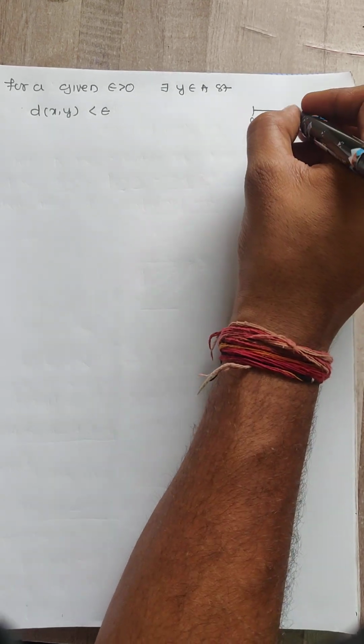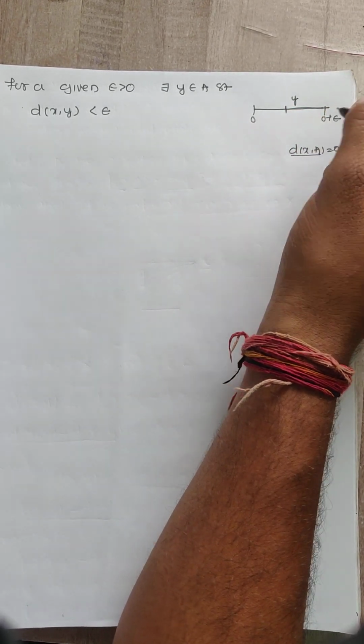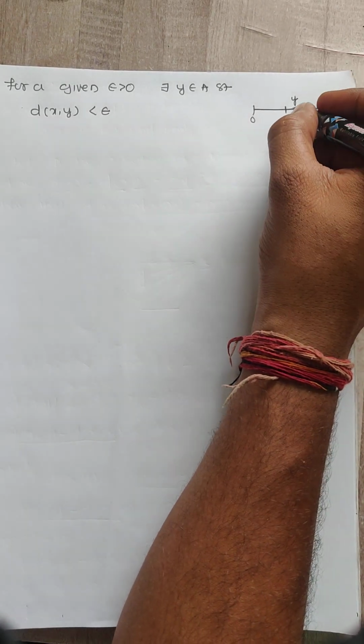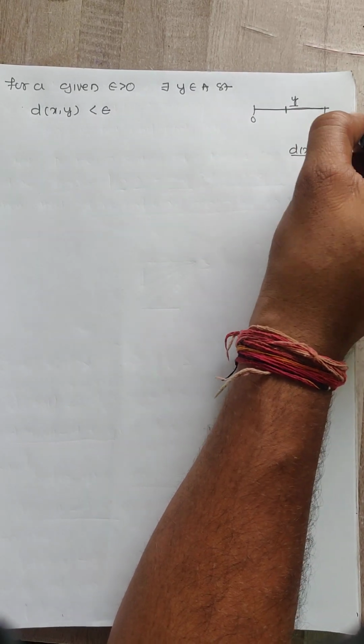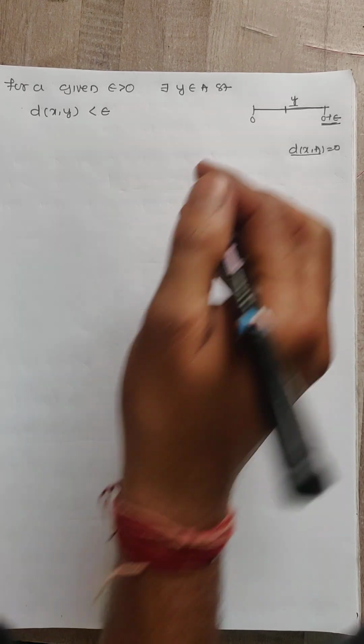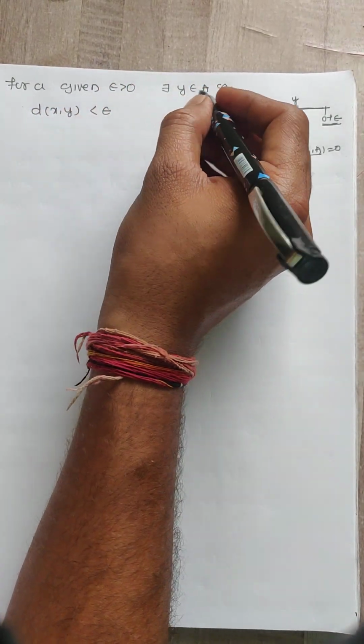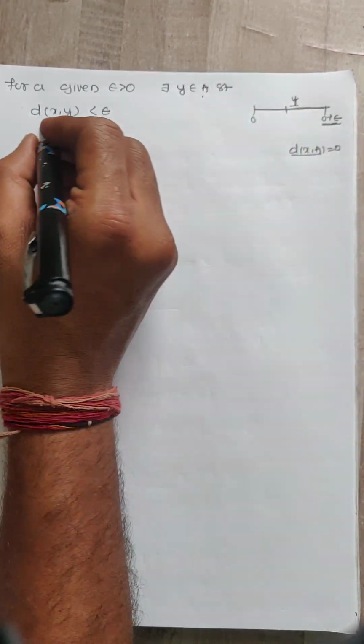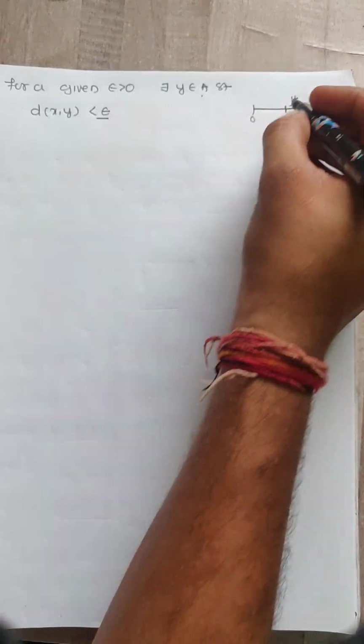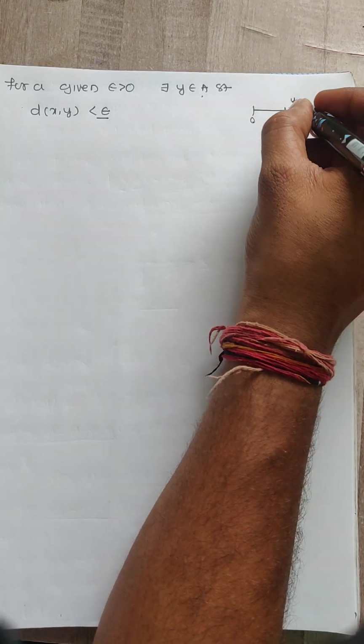So we must have an element of the set A, y belongs to A, such that the distance between x and y is less than epsilon. So by the infimum property, we must have an element in the set A such that the distance between x and y is less than epsilon.